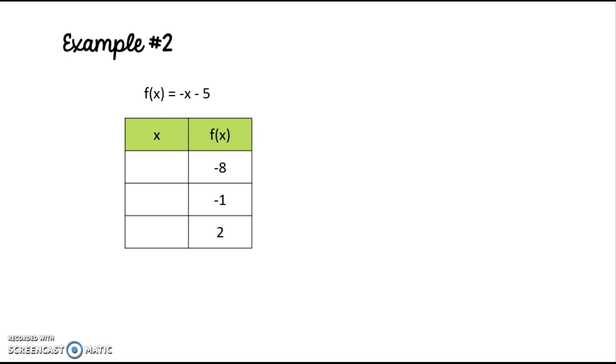All right, so these here should be working backwards. This time they're giving me f of x. Oh, let me go ahead and erase my board. So say that -8 is equal to -x minus 5. Remember, we're solving for x. So -3 equals -x. We need to divide both sides by -1. So 3 is equal to x for that first box.